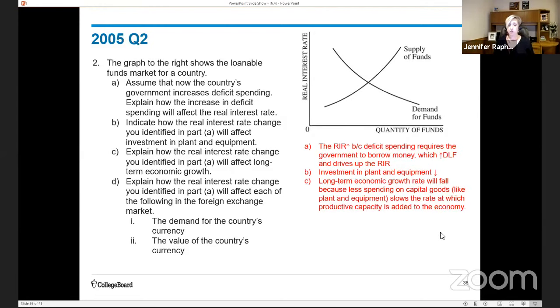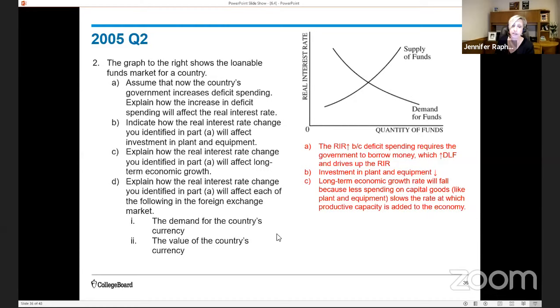And then, of course, we're asked what happens to economic growth. And so when we are decreasing our investment spending, we're decreasing the rate at which we're adding capital stock, decreasing the rate of capital formation, decreasing the rate at which productive capacity is added to our economy. And so when real interest rates rise, the long-term economic growth rate slows.